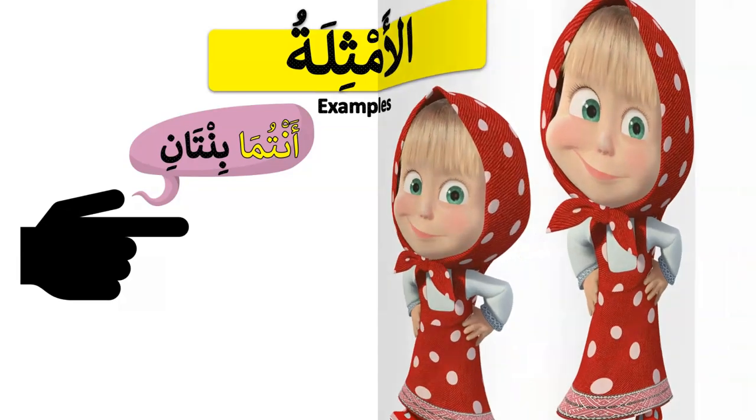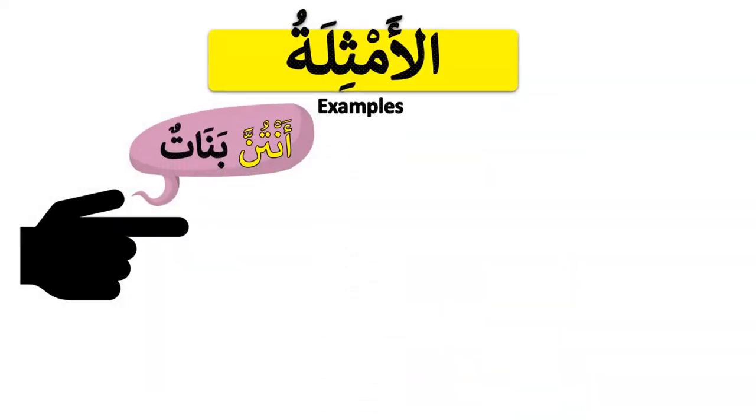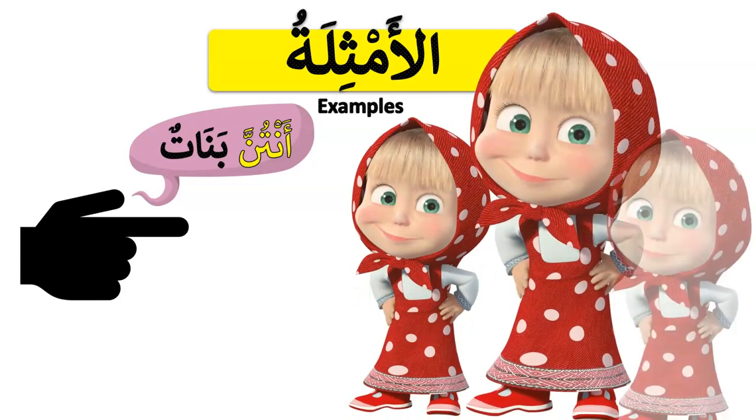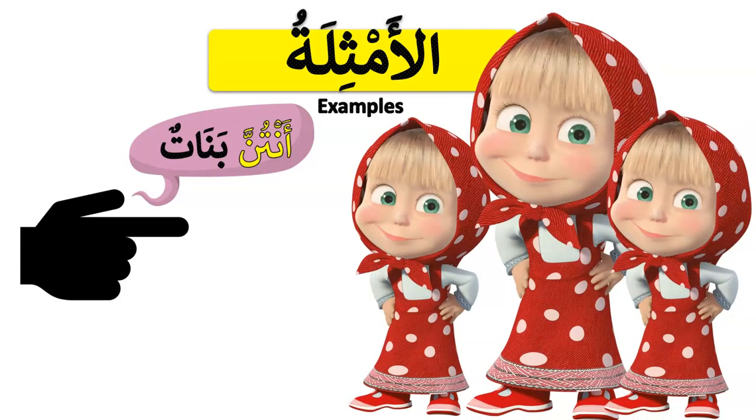أنتما. What if you are talking to more than one girl? It's not one, it's not two, actually it's more than two. Three or plus. In this case, you would be using the pronoun أنتن. أنتن means all of you. أنتن بنات. All of you are girls. So the أنتن here representing plural feminine.